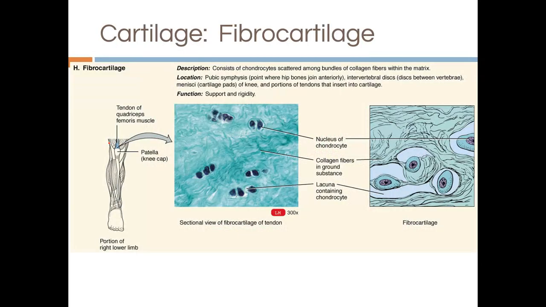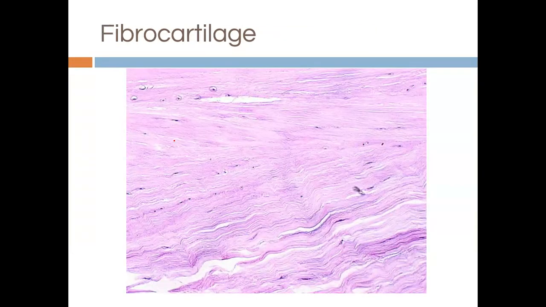There's fiber cartilage. This happens to be in your knee that we're looking at here. And you can see all these collagen fibers reinforcing it and making it a lot stronger than it normally would be. This happens to be the tendon of the quadriceps femoris muscle, which contains some fiber cartilage. And here's another picture, and you can just see all the collagen fibers lined up.